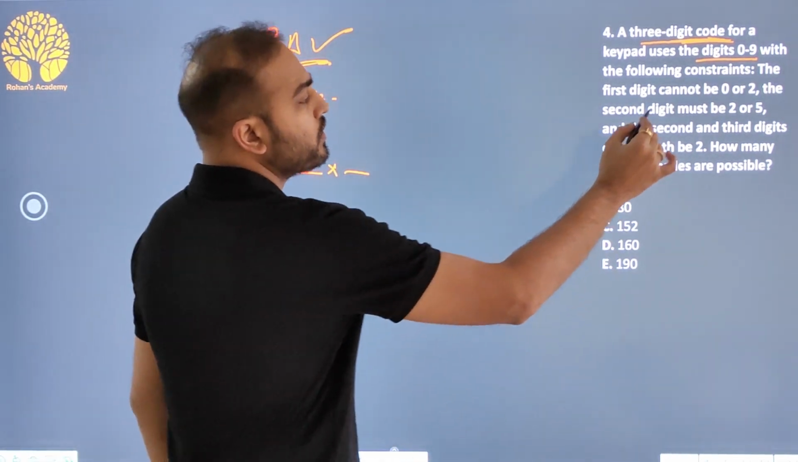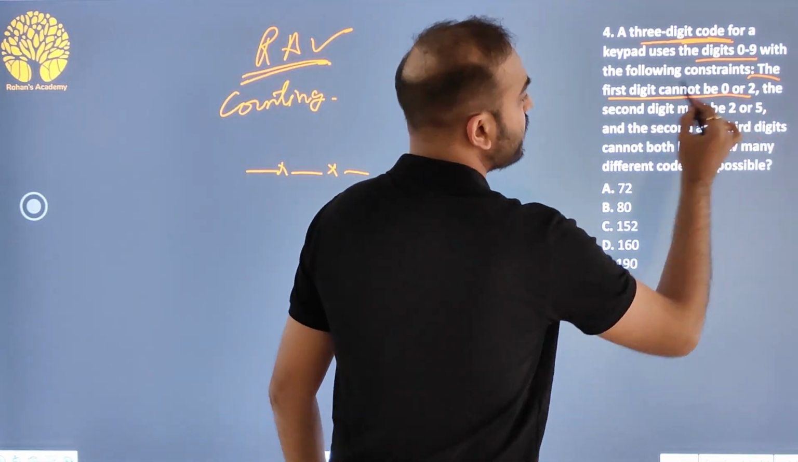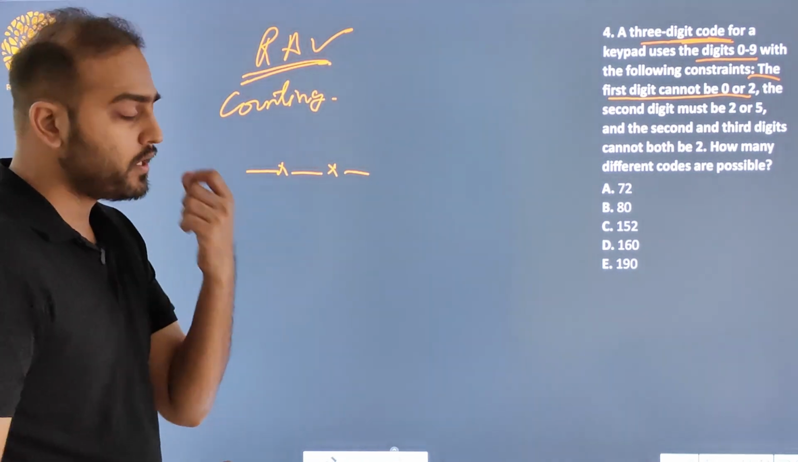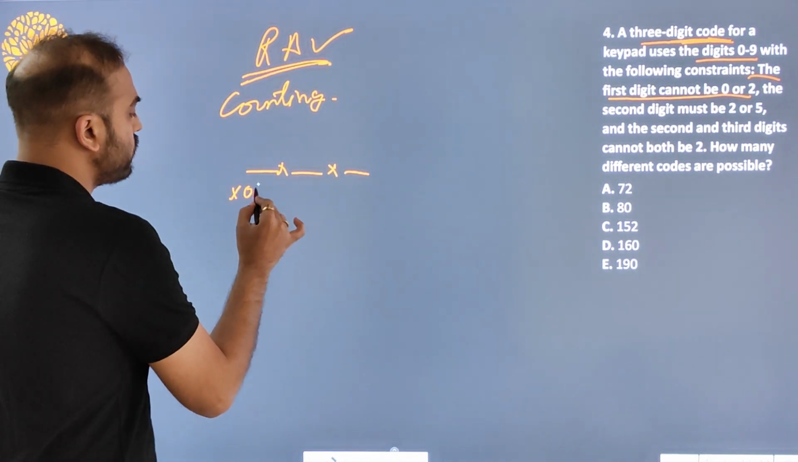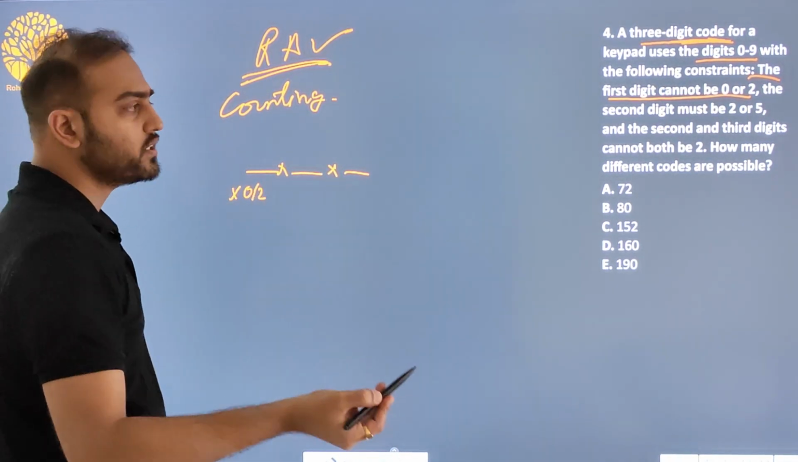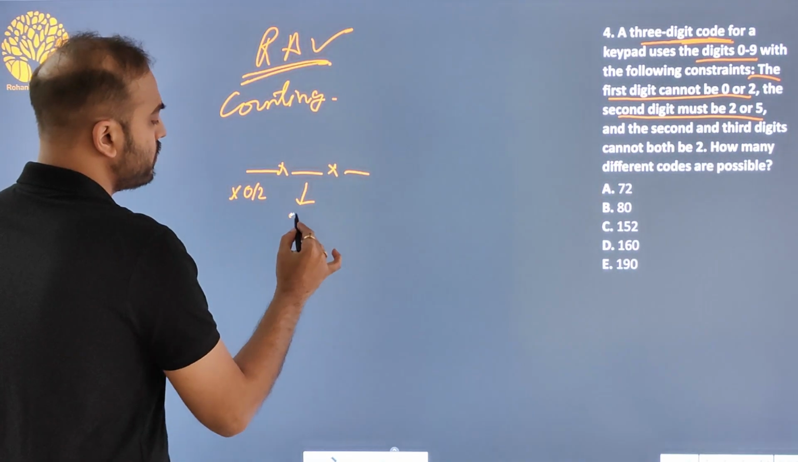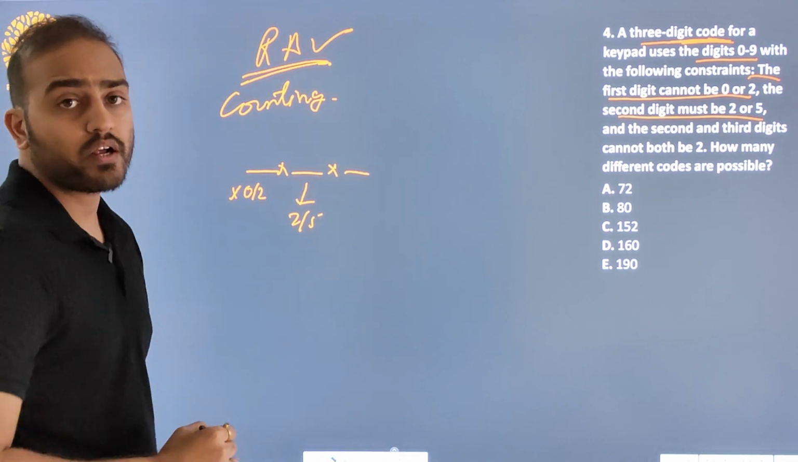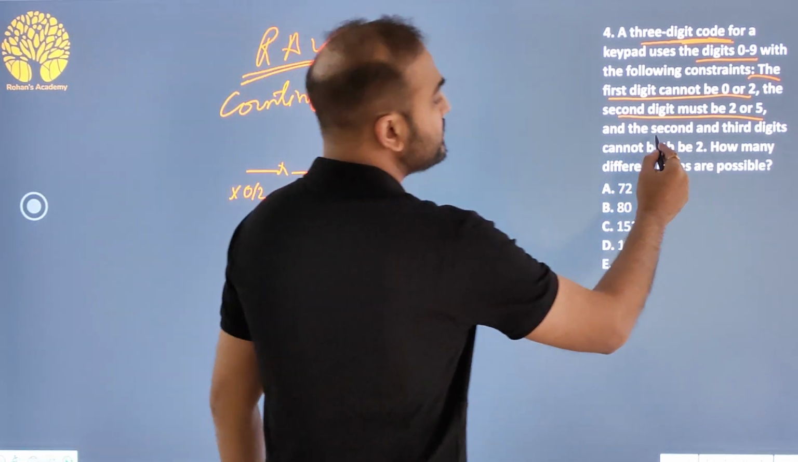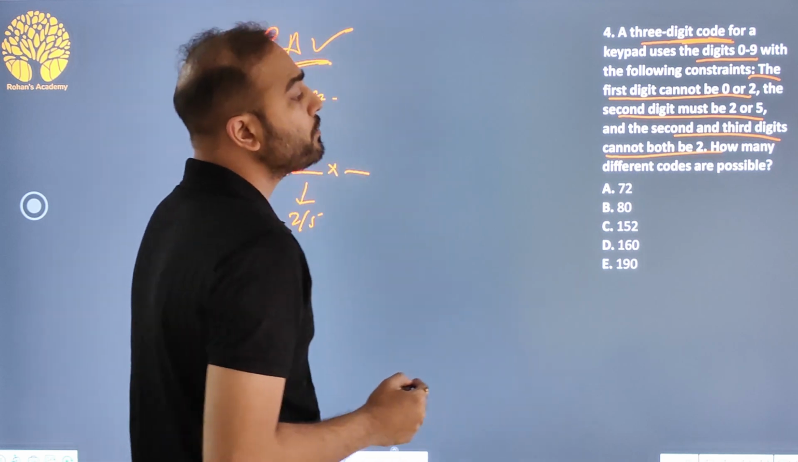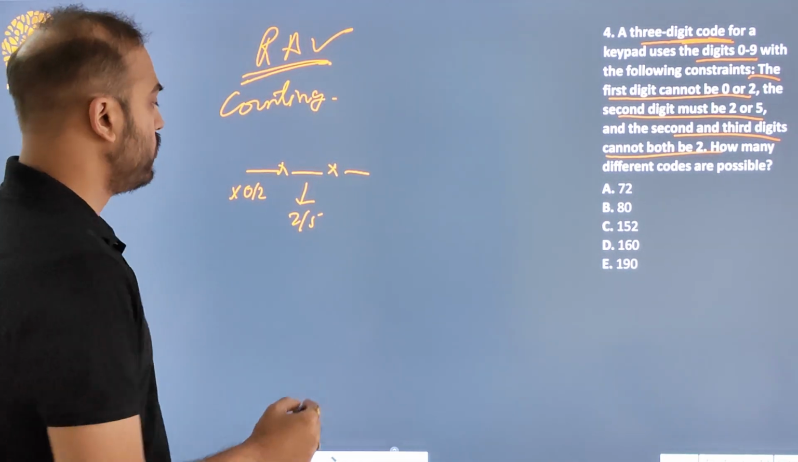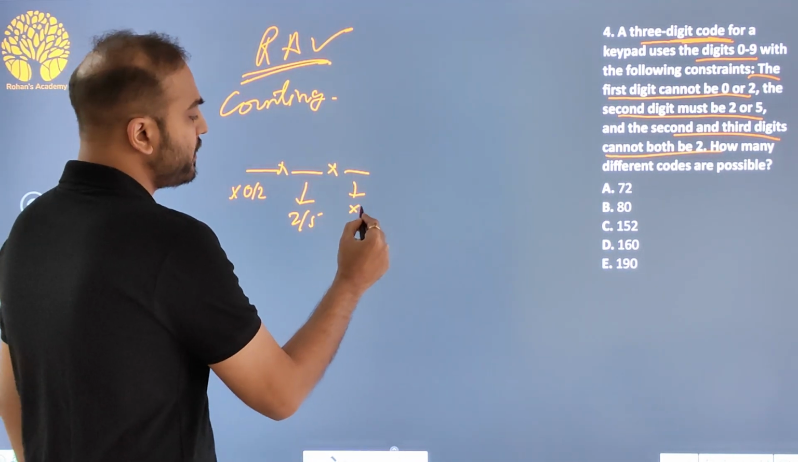Now what are the constraints? The first digit cannot be 0 or 2. So it can be any of the other 8. The second digit must be a 2 or 5. So it's definitely a 2 or a 5. The second and third digits cannot both be 2. So if this is 2, this cannot be 2.